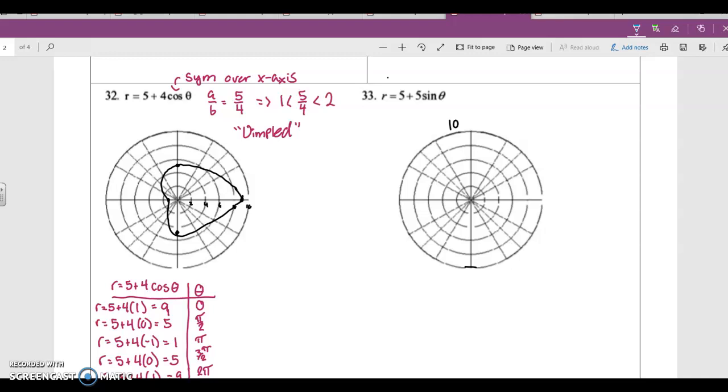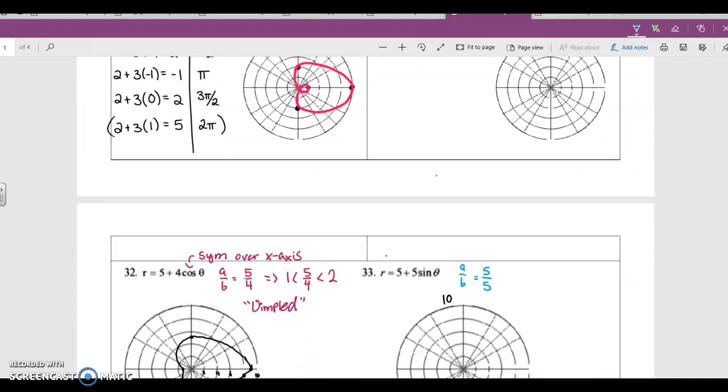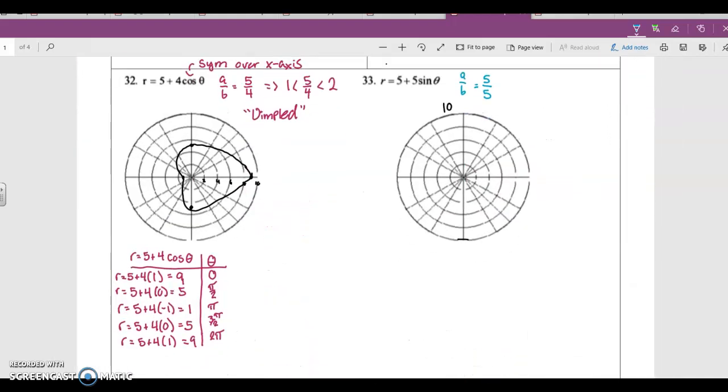All right, welcome back. Next we have this problem right here. So we have a sine, so this one is going to be symmetric over the y-axis instead of the x-axis. First thing we should do is find a over b. So a over b in this case is 5 over 5. So since it's 5 over 5, that gives us that a over b is equal to 1. And before I start going, that's what I thought, it is our heart shape.